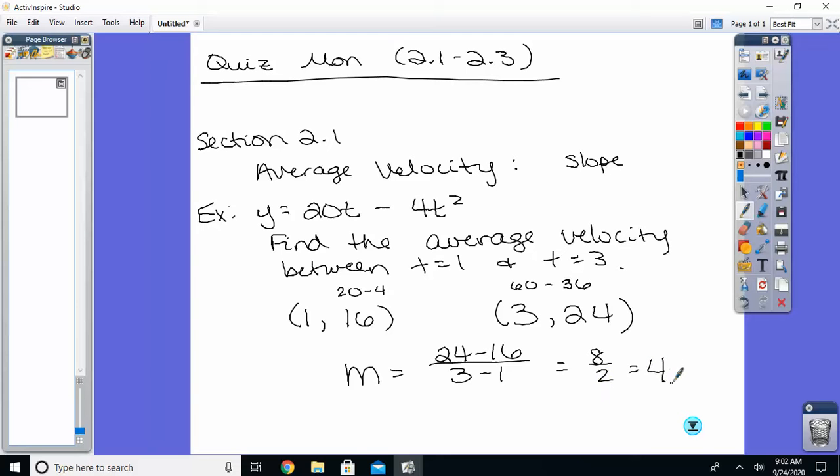So I get 4. I didn't give you units. Let's pretend this equation was in feet and my time was in seconds. So feet per second or meters per second or whatever the units were in the original problem.